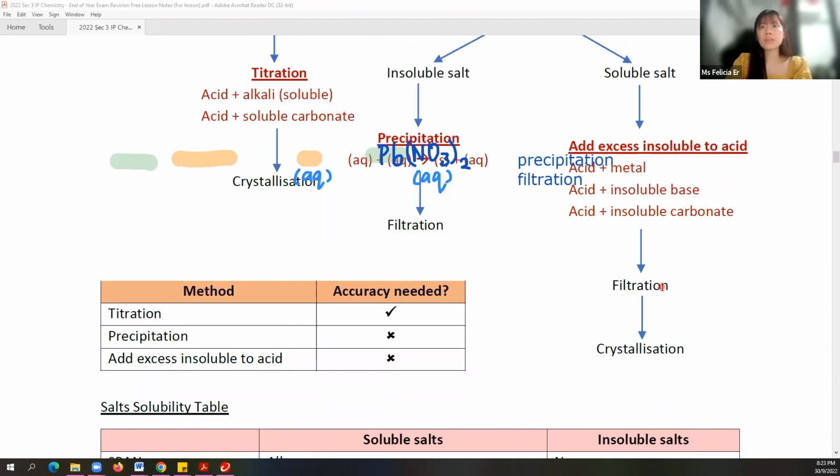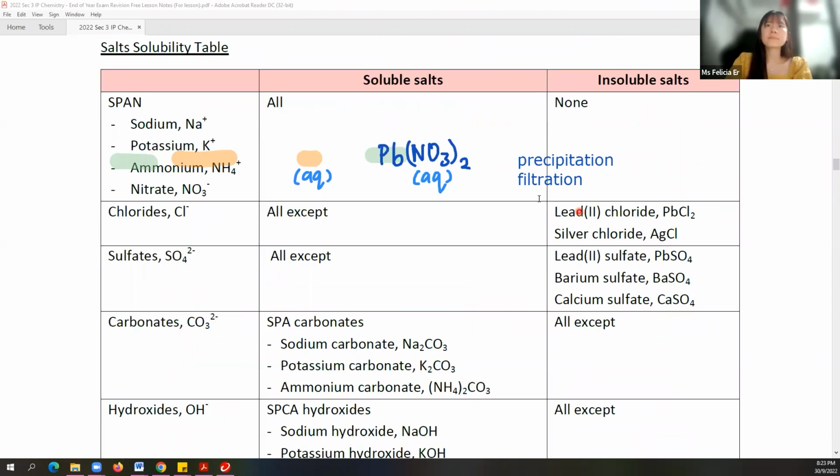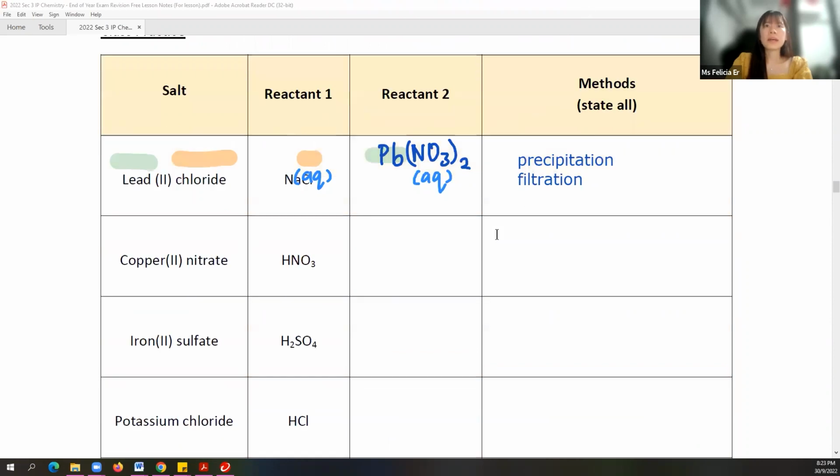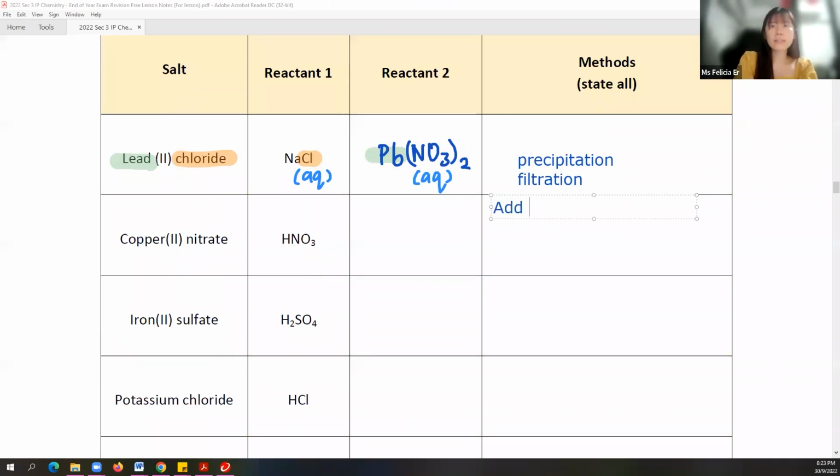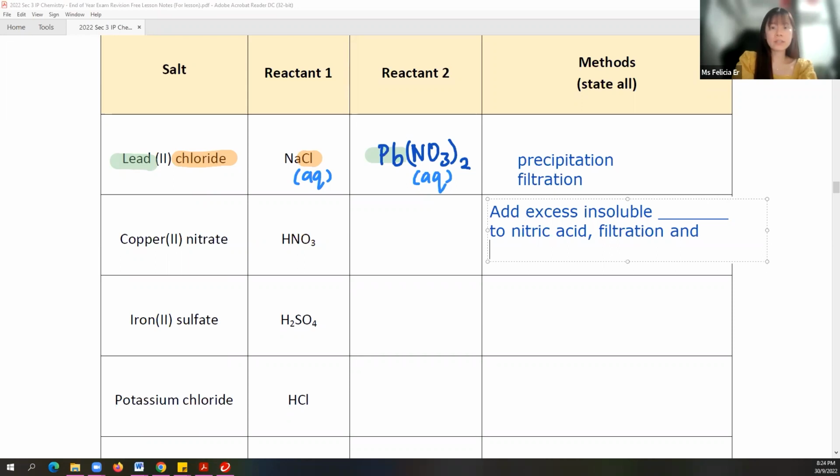Okay, then also must copy filtration and crystallization. Okay, so let's write these 3 in. Okay, so it will be add, oops, wait, hold on, let me scroll properly. Okay, yeah. So first we say add excess insoluble. So we need to identify which one is it. So you can choose, do you want to choose the metal or the base or the carbonate to the acid? So this time around, they specify the acid is nitric acid. So you have to write nitric acid. Then continue to copy down the list. The next arrow was filtration, right? And then the next arrow is crystallization.